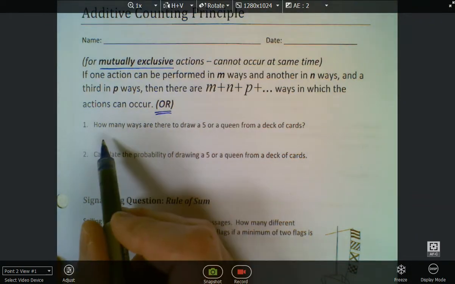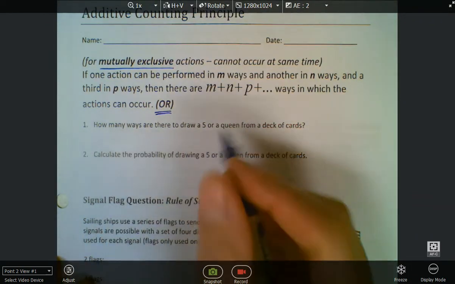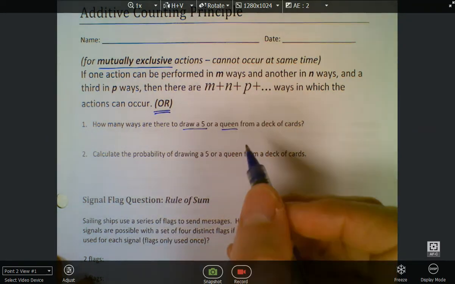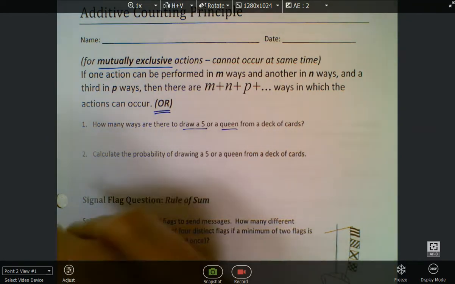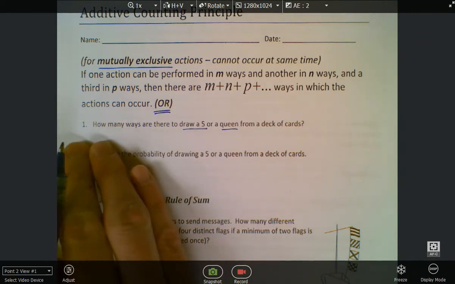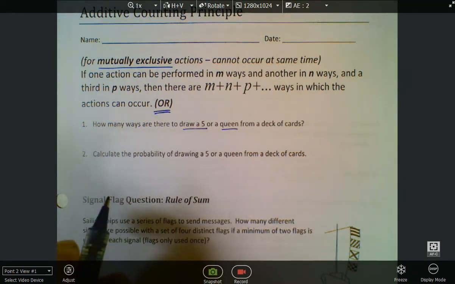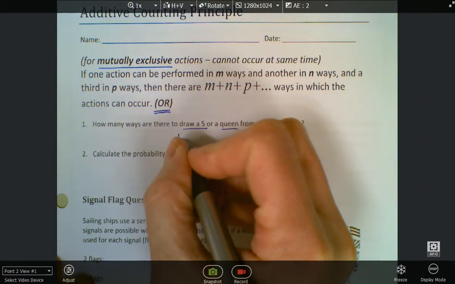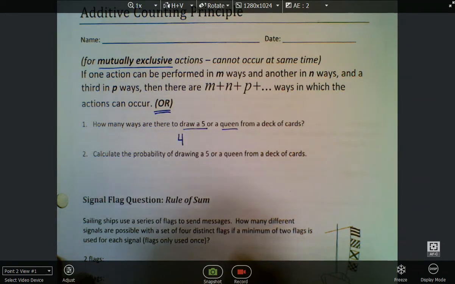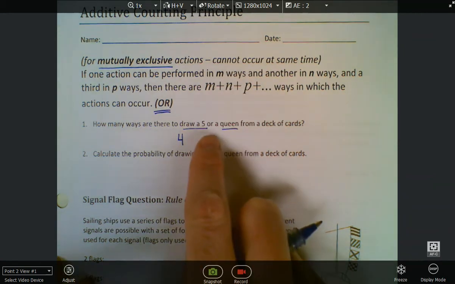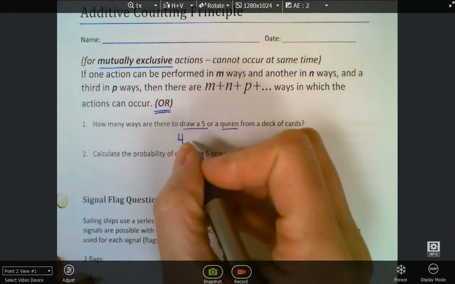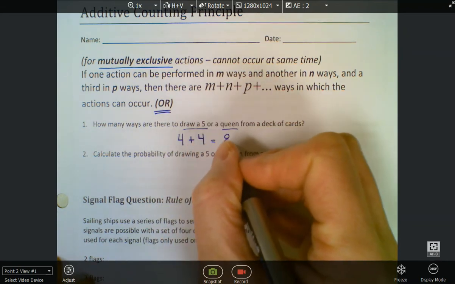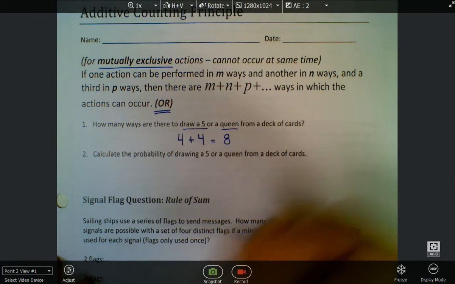So imagine you're asked a question: in how many ways can you draw a 5 or a queen from a deck of cards? Okay, so that's something that's a good question. So first of all, you just ask, in a standard deck of 52 cards, how many 5s are there? Well, we know there's 4. So there's 4 cards, and it says or a queen from the deck, and there are only 4 queens. There we go. So they're mutually exclusive because there's no overlap.